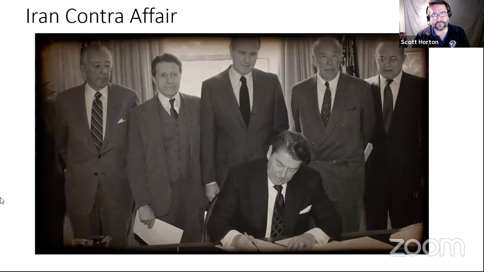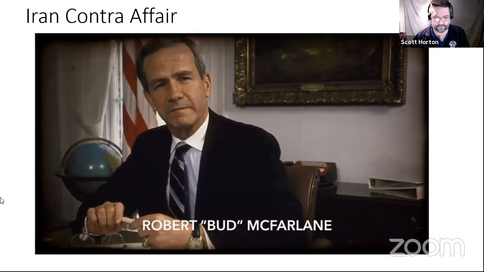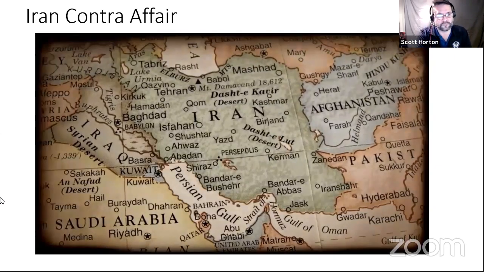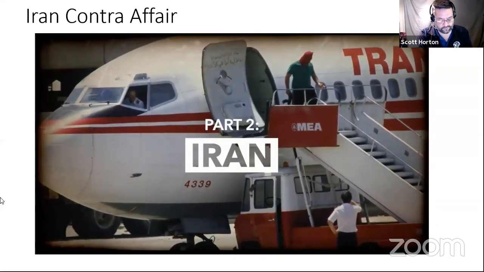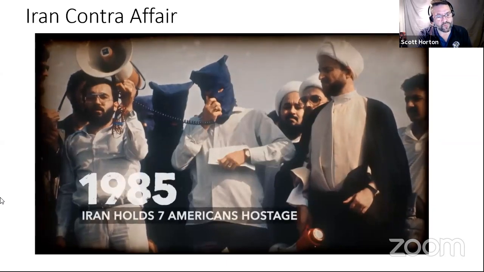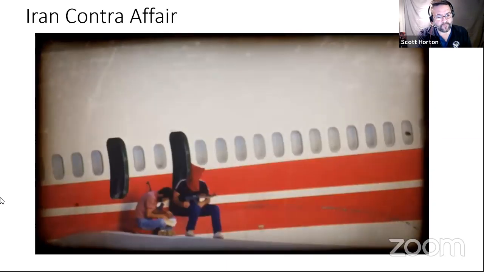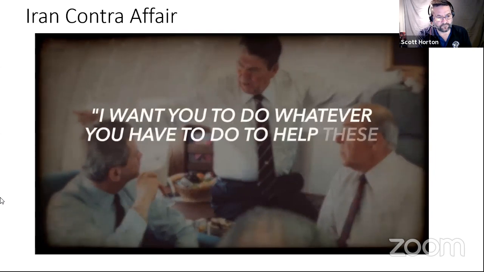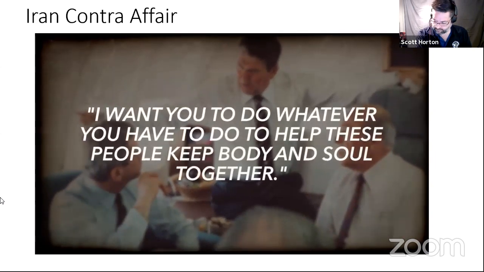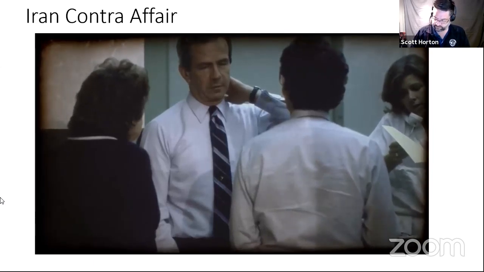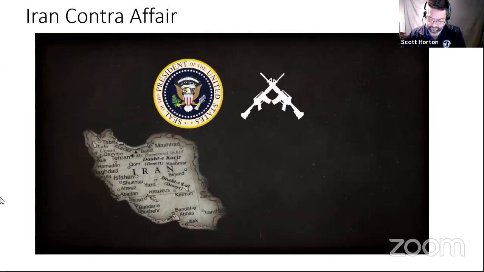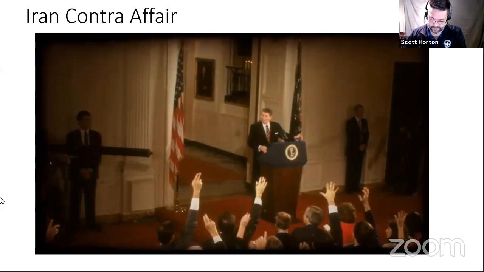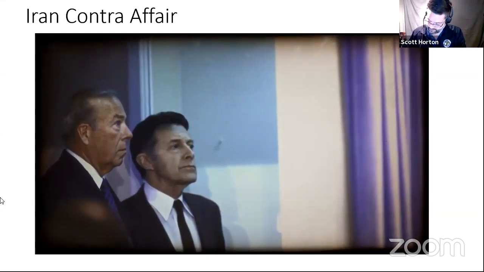This didn't stop Reagan. The president told his national security advisor, Robert McFarlane, to help the Contras anyway, regardless of the cost. McFarlane found opportunity in Iran. In 1985, an Iranian-backed terrorist group held 7 American hostages in Lebanon. Reagan insisted his advisors find a way to bring the hostages home, saying, "I want you to do whatever you have to do to help these people keep body and soul together." So with permission from Reagan, McFarlane made a deal. The U.S. would give Iran weapons, and Iran would broker the release of the hostages. This happened even though Reagan publicly insisted he would not negotiate with terrorists, and despite the fact that there was a trade embargo with Iran.